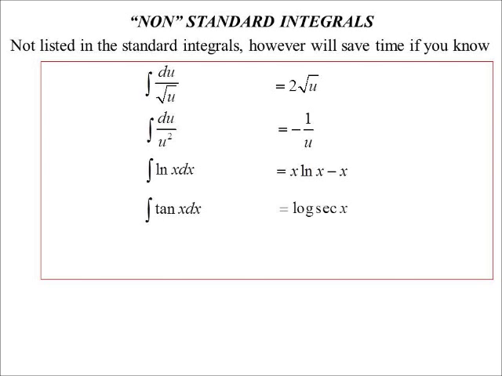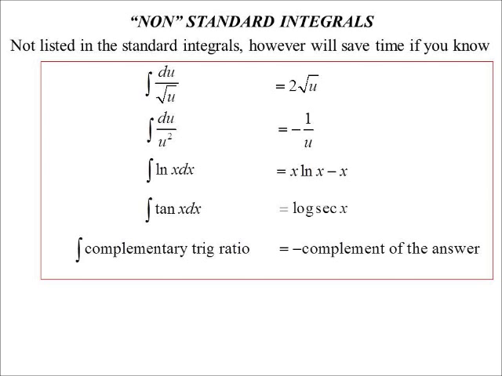Integral of tan. Remember we could rewrite tan as sine on cos and do it that way. Ends up being the log of sec, or minus the log of cos. And then this idea: the integral of a complementary trig ratio will equal minus the complement of the answer. So if you know how to integrate a trig ratio, then you know how to integrate its complement.